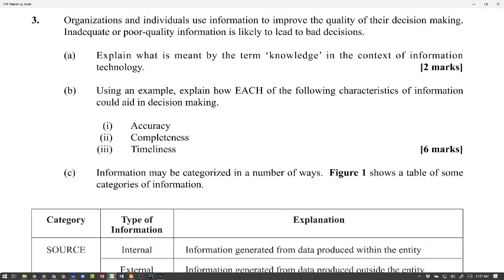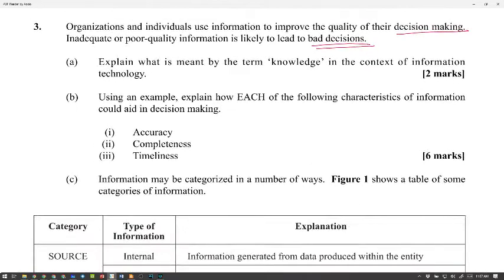Organizations and individuals use information to improve the quality of their decision making. Inadequate or poor quality information is likely to lead to bad decisions, right? So that's clear. We know that. We're trying to figure out how we make good decisions. So in that context, we have to think about this. This is an information processing, data processing, information kind of question.